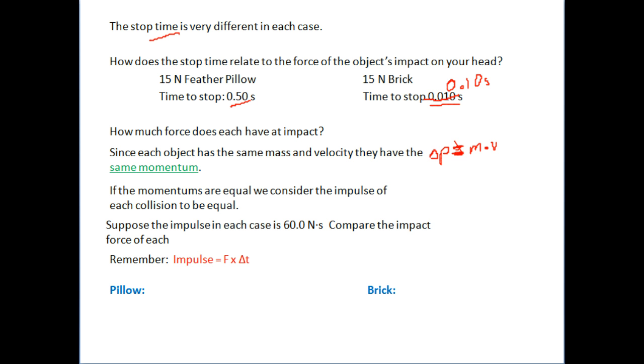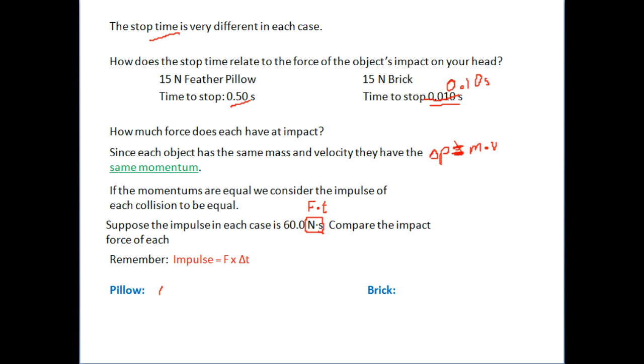Since the impulse in each case is 60 newtons times second, remember, it's impulse. The formula has force times time, so it will be newtons times second. 60 newton seconds. Compare the impact of each.